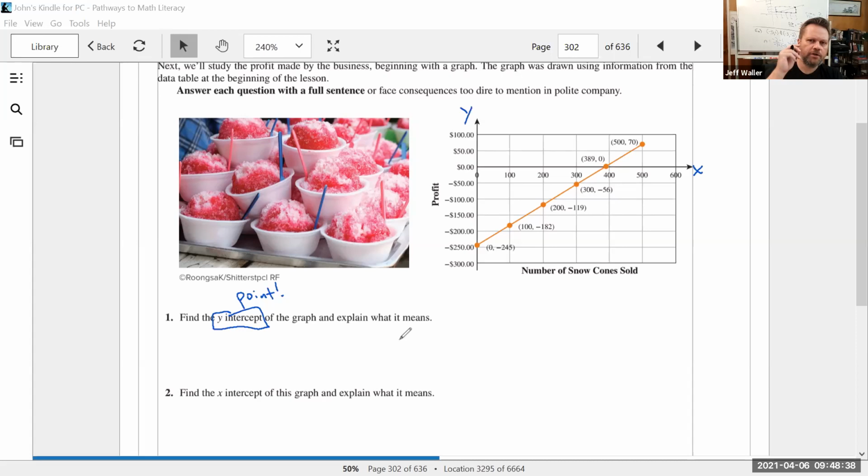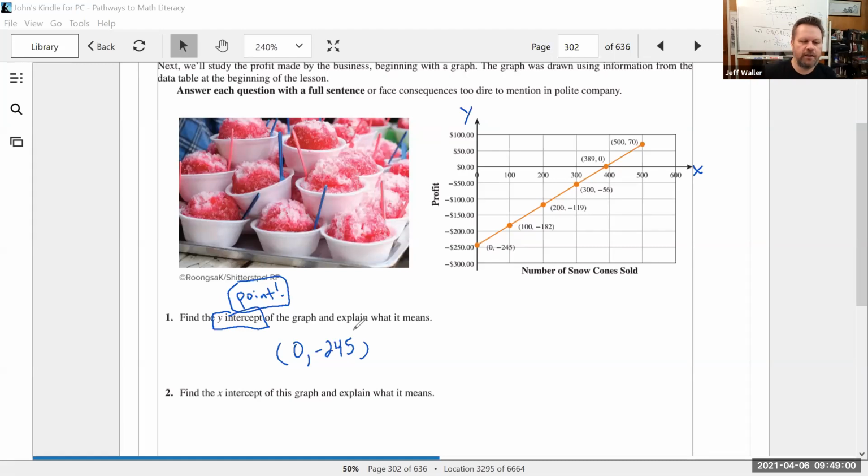Now they're a little more specific on the graph. You don't have to try to estimate. And it's a point. Remember, when I ask you for an intercept, the answer must be a point. So what's the... Negative 245. All right, let me try again. That's not a point. 0, negative 245. There we go. So, all right.